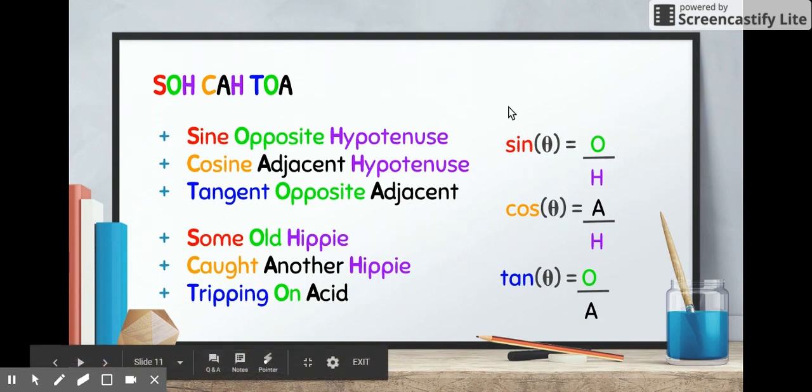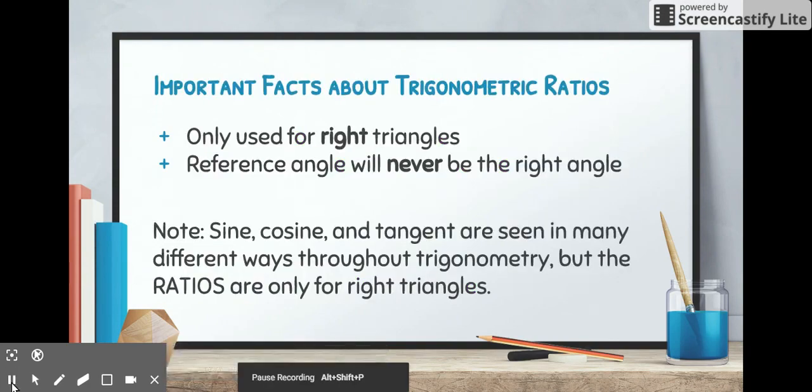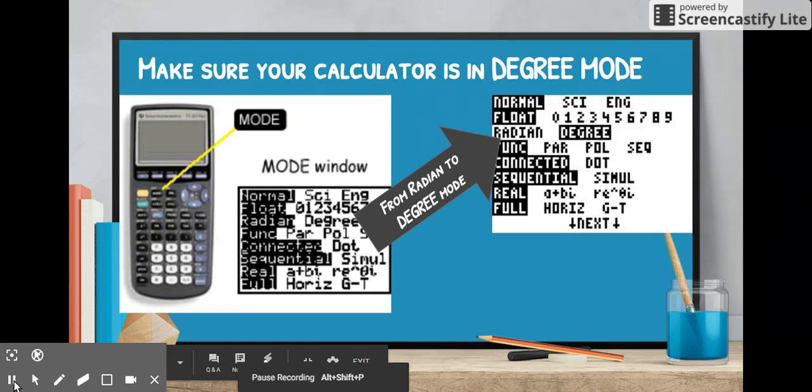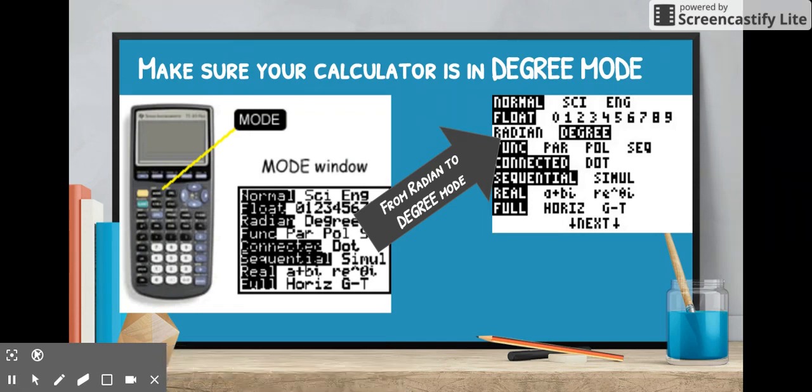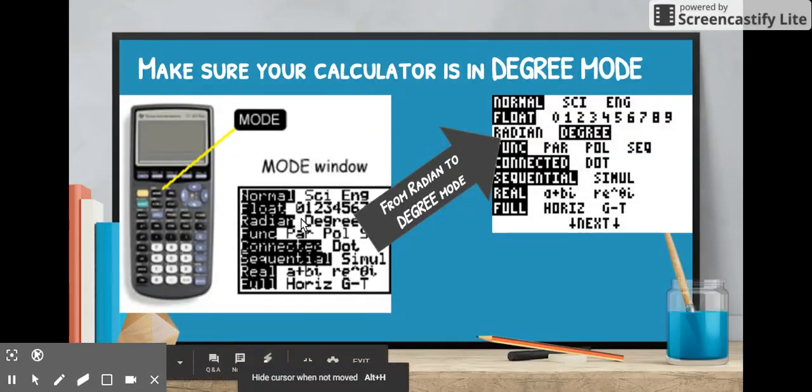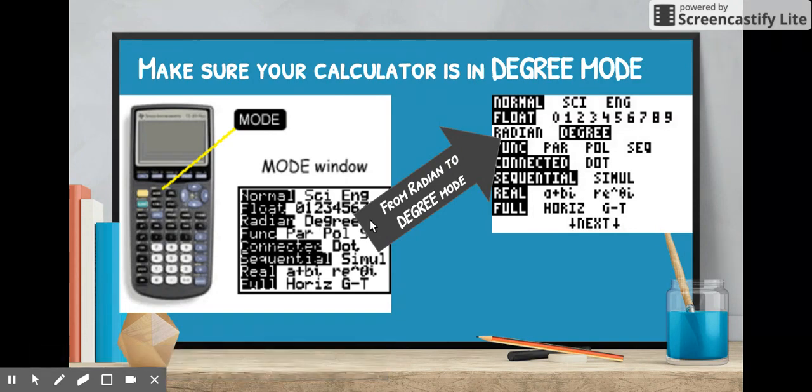And then over here is just the same stuff you just learned on the previous slides, just with some color coordination going on. Please make sure that you know that trig ratios are only used for right triangles, and your reference angle will never, ever, ever be that right angle. Your reference angle is always one of the acute angle measures. You will see sine, cosine, and tangent in a lot of different ways throughout trigonometry, but these ratios are only used for right triangles. When you're doing your problems, you need to make sure that your calculator is in degree mode. There's another mode called radian mode, and that's something that you'll use in your upper level math courses, but we're going to only be dealing with degrees in Math 2.